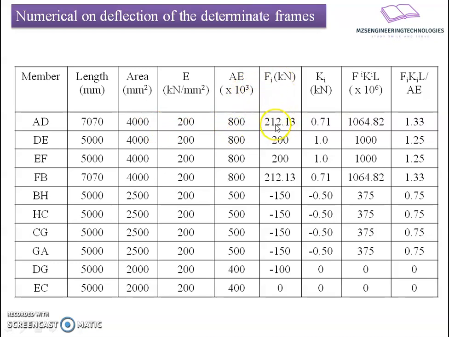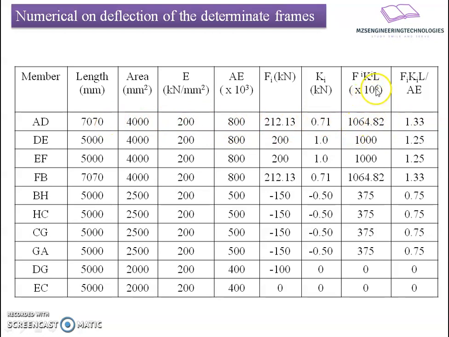Fi, the force, we know from the analysis. I have put that force as positive if it is compressive in nature, and as negative if it is tensile. Similarly, Ki forces, we know the contribution of unit force among the members, so I have put those forces as positive if they are in compression, and negative if they are in tension. And then the product of these three columns, Ki, Fi, and Li, comes to be 1064.82.